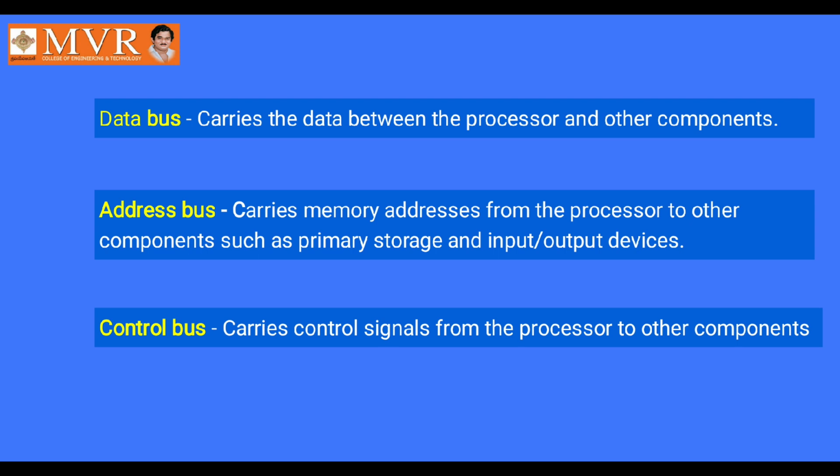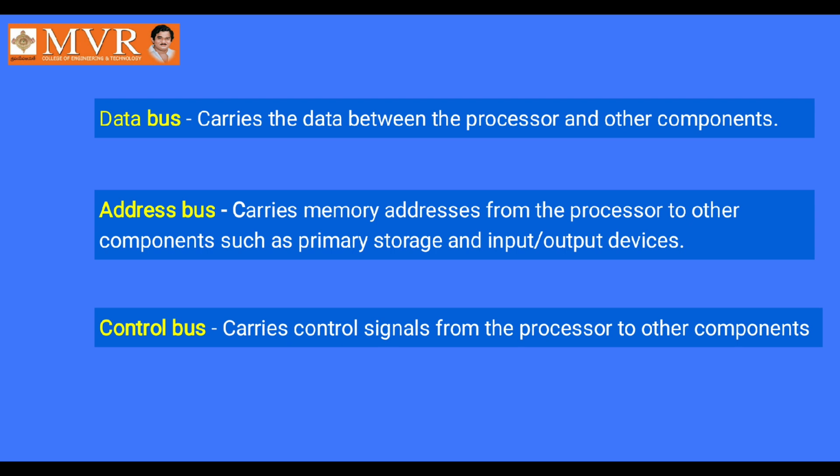If it is 3 bits, 2 power 3, 8 locations can be identified: 000, 001, 010, 011, like that. If it is 4 bits, 16 locations can be identified, like that. If the number of lines is increased, the number of locations will also be more. So if n lines are there, 2 power n locations will be identified. Remember, if n lines are there, 2 power n memory locations will be identified. Again, the address bus length is also in the form of 16, like that only.